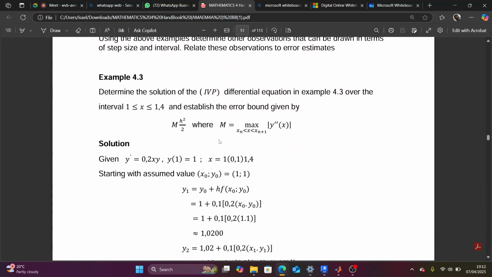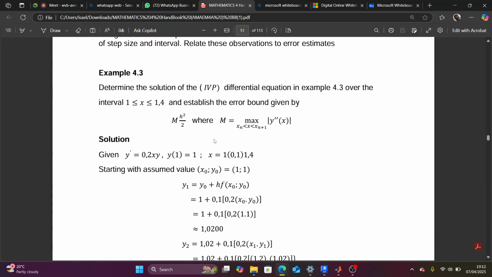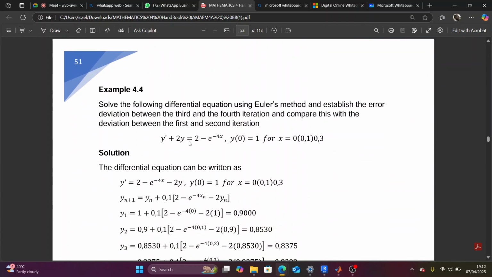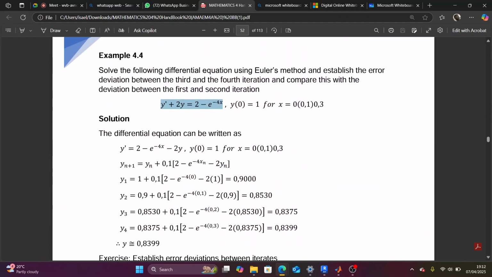If I can show you here, oh, this one is already given like that. This is what I mean. If you want to use Euler, you make sure that y prime is the subject of the formula. If you have y prime plus 2y equal to this, you have to make sure first that y prime is written like this. That's the first rule.